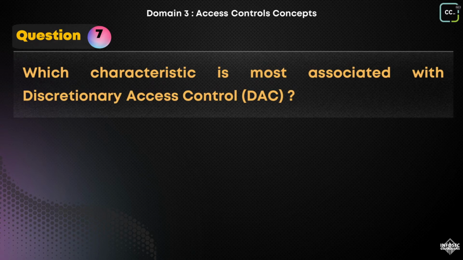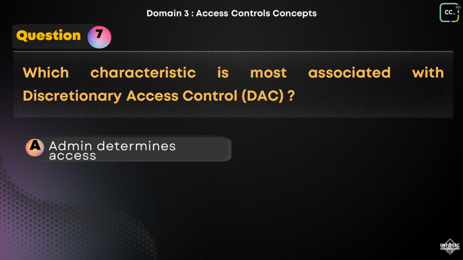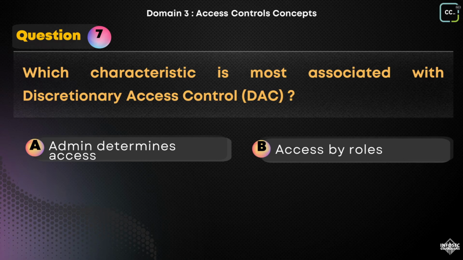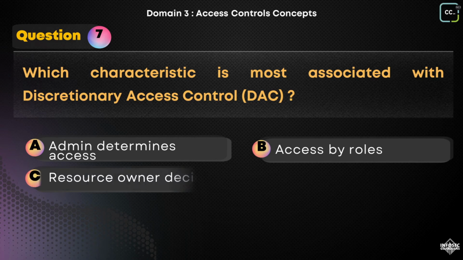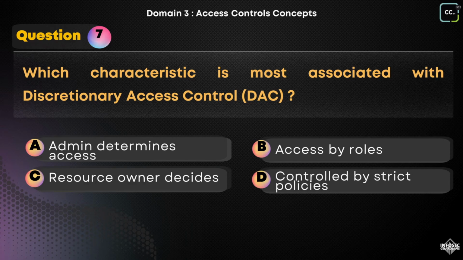Which characteristic is most associated with discretionary access control, or DAC? Here are the options. Option A, admin determines access. Option B, access by roles. Option C, resource owner decides. Option D, controlled by strict policies. Let us review each option to find the correct answer.